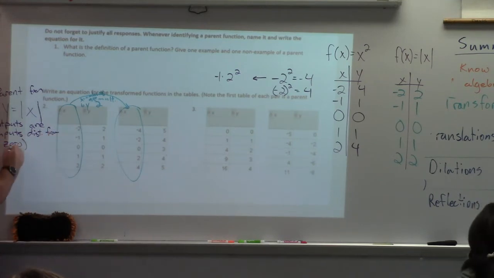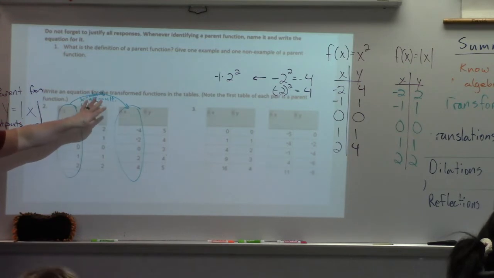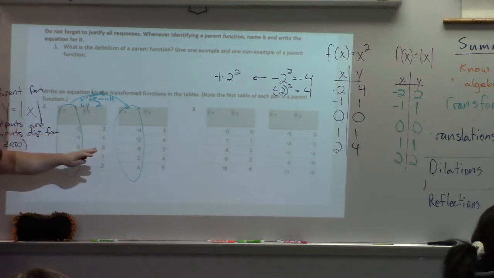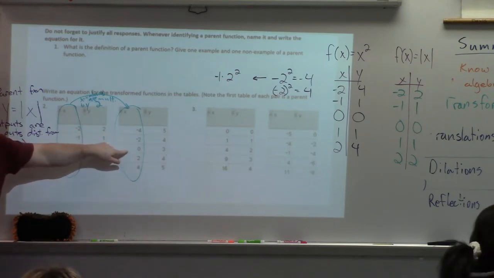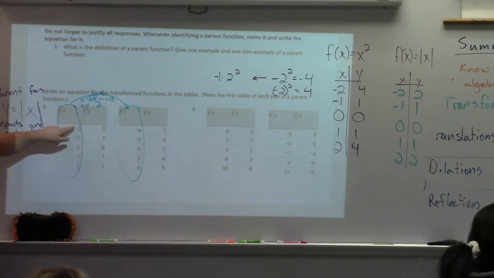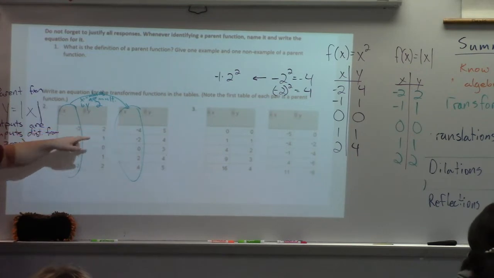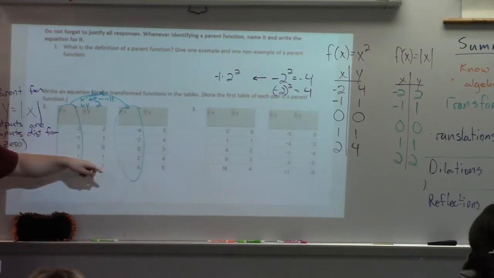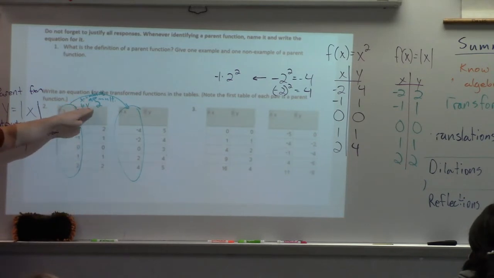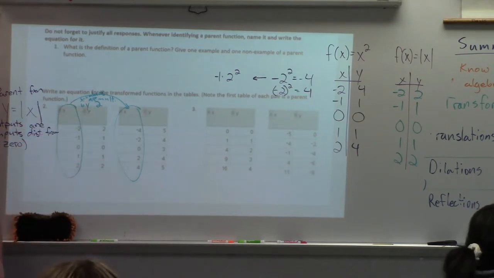But Omar, that's not why I said this detail. With a transformation, what I'm trying to figure out is what changed from the parent function to the transformed function. Look at it. When I go from -2 to -4, and -1 to -2, and 0 to 0, and 1 to 2, all the way through those x values, the x values are multiplied by 2. That's it.